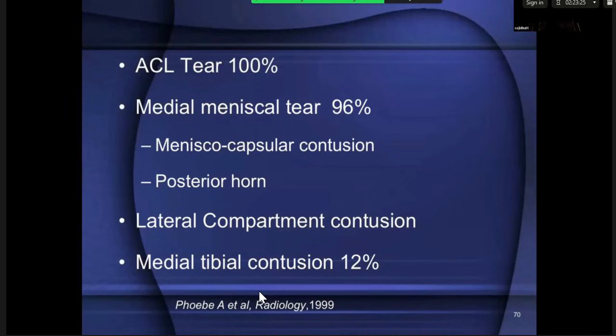When the ACL ruptures, you get to see tears of the medial meniscus in a significant number of patients. Look carefully at the meniscocapsular area because that's the segment which gets missed. Look carefully at the posterior horn. Look at the lateral compartment contusions and look at the medial tibial contusions, which do happen, the counter-coup injuries, but relatively less common.